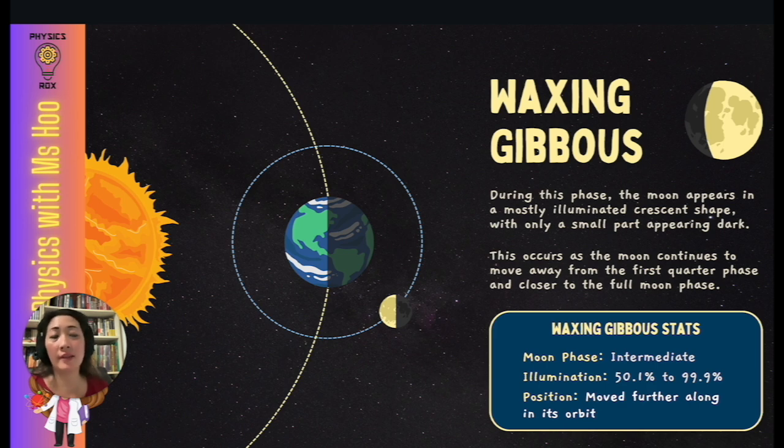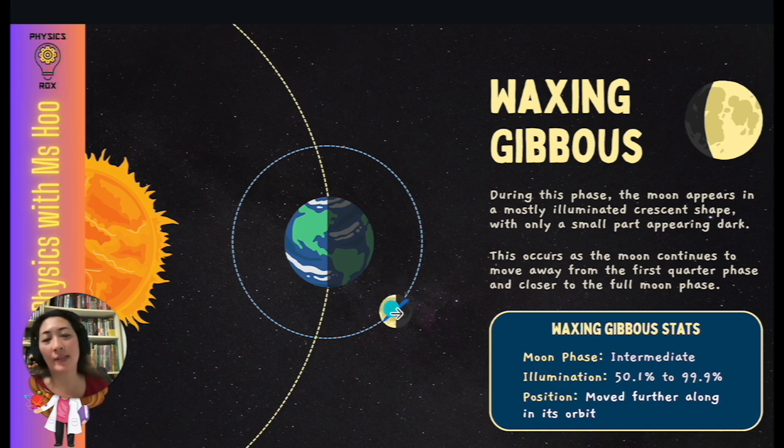So this occurs as the moon continues to move away from the first quarter phase and closer to the full moon phase. At this point, you can see a bigger part of the moon is now illuminated with a smaller fraction in shadows. And to help you visualize, again, I'm just going to draw that half line. You can see based on this half line, about 3/4 more or less is now lit up and part of it is in darkness.